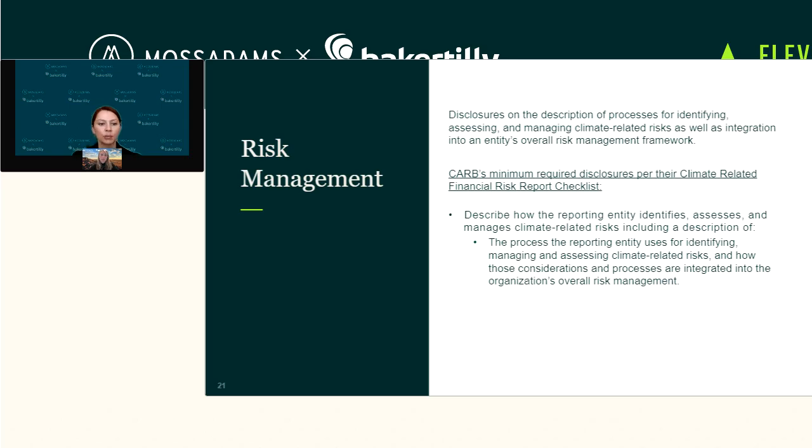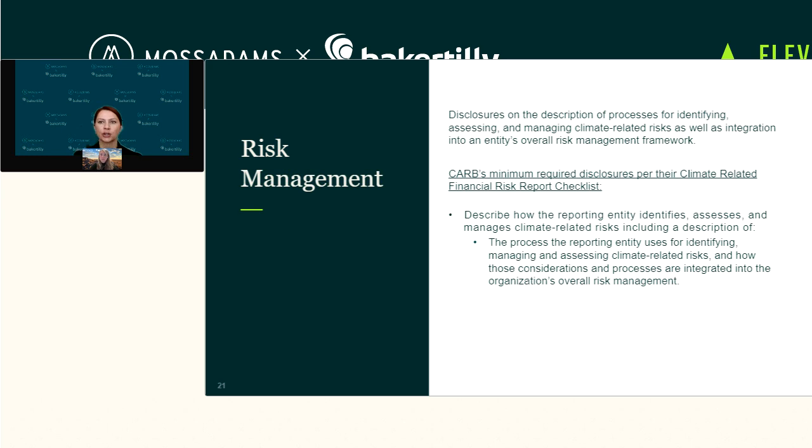So moving to our third component, risk management, which includes disclosures on the description of processes for identifying, assessing, and managing climate-related risks, as well as integration into their overall risk management framework. So based on CARB's minimum reporting checklist, a covered entity will need to disclose how the reporting entity identifies, assesses, and manages climate-related risks, including a description of the process that the reporting entity uses for identifying, managing, and assessing those risks, and how those considerations and processes are integrated into your overall risk management.